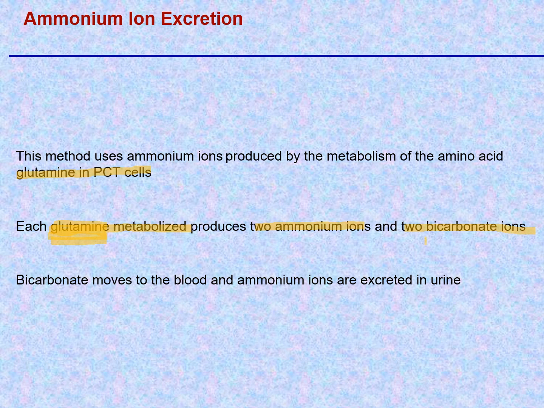So this is a new bicarb being generated. The bicarb moves into the blood, so that's generation and movement in of a new bicarb, and the ammonium ions are excreted. So this is the second mechanism through which new bicarb is generated, involving ammonium ion excretion.